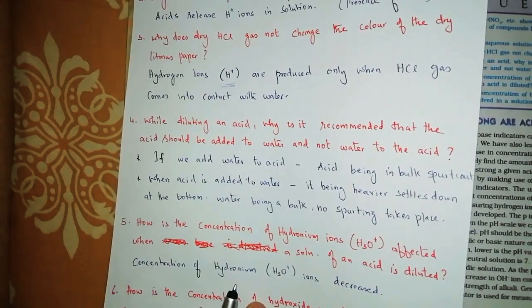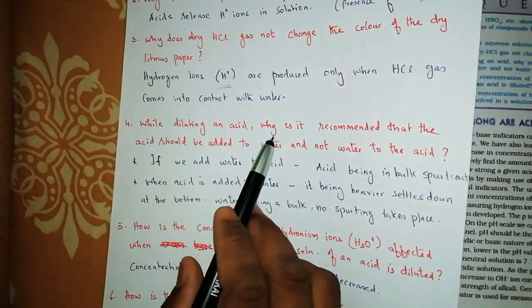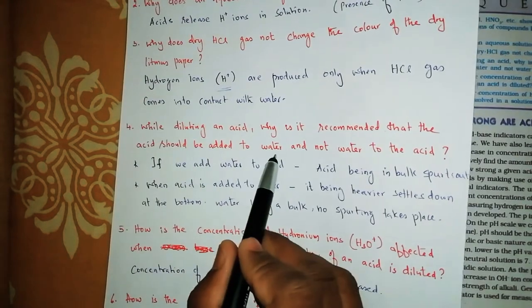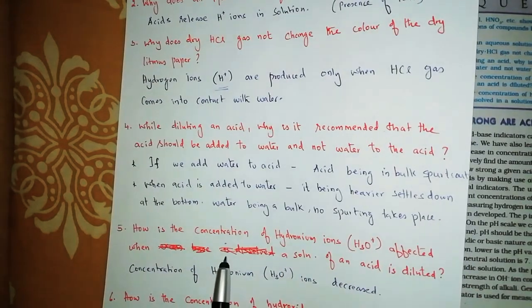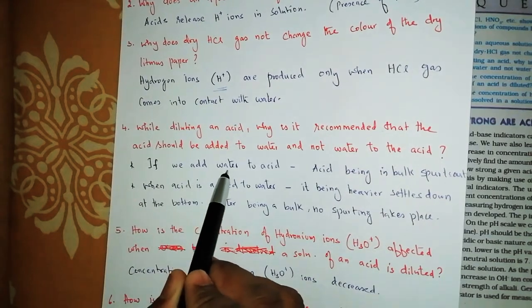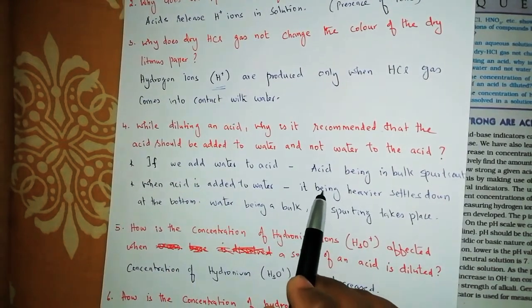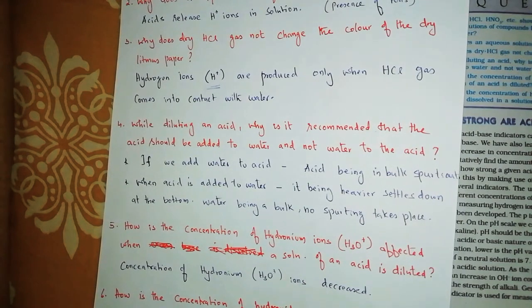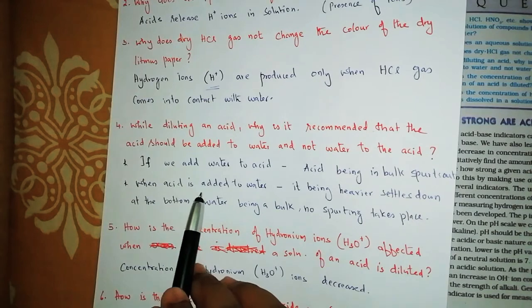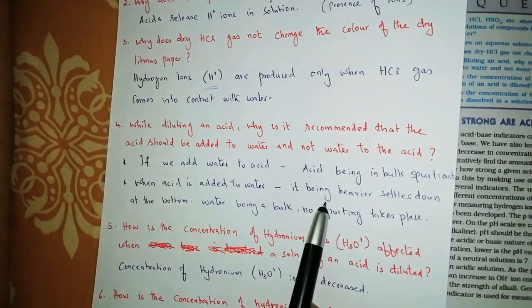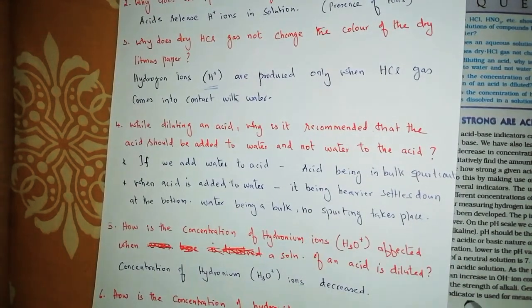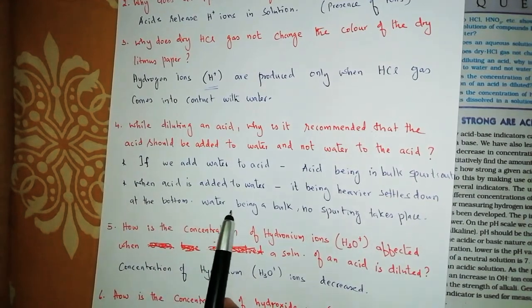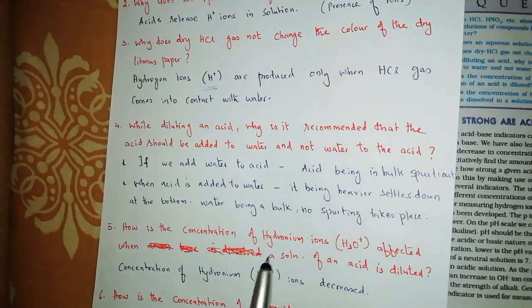Next question. While diluting an acid, why is it recommended that acid should be added to water and not water to acid? The reason is, if you add water to acid, the acid is on the top, so there is a bulk spurt that comes out and the acid could not stay there. So what happened? It splashes out. But when acid is added to water, being heavier it goes down and settles at the bottom, and water being the bulk, no spurting takes place.